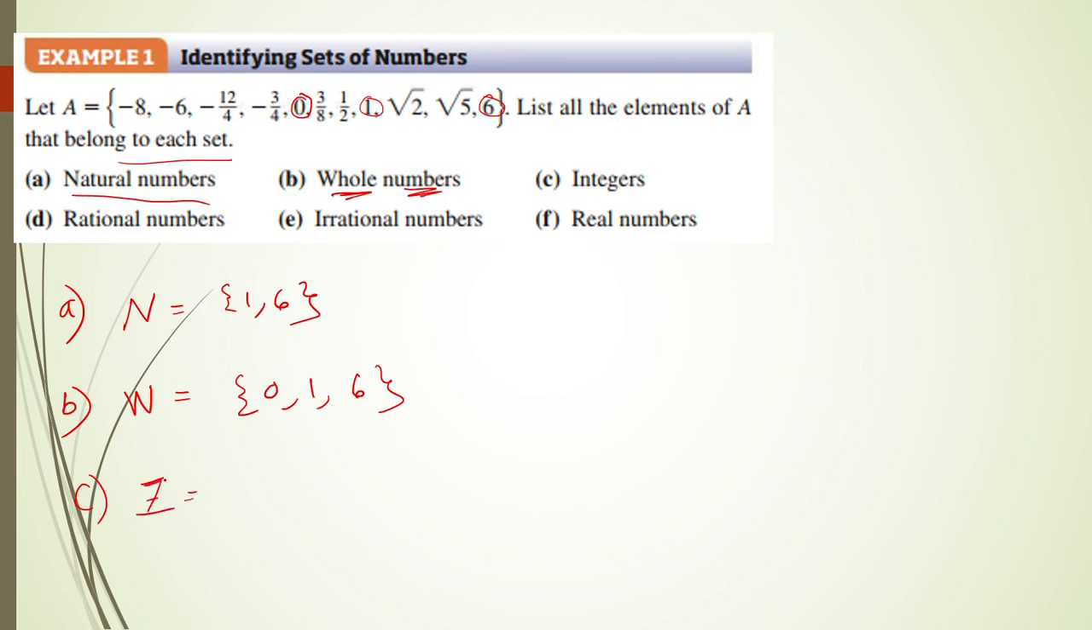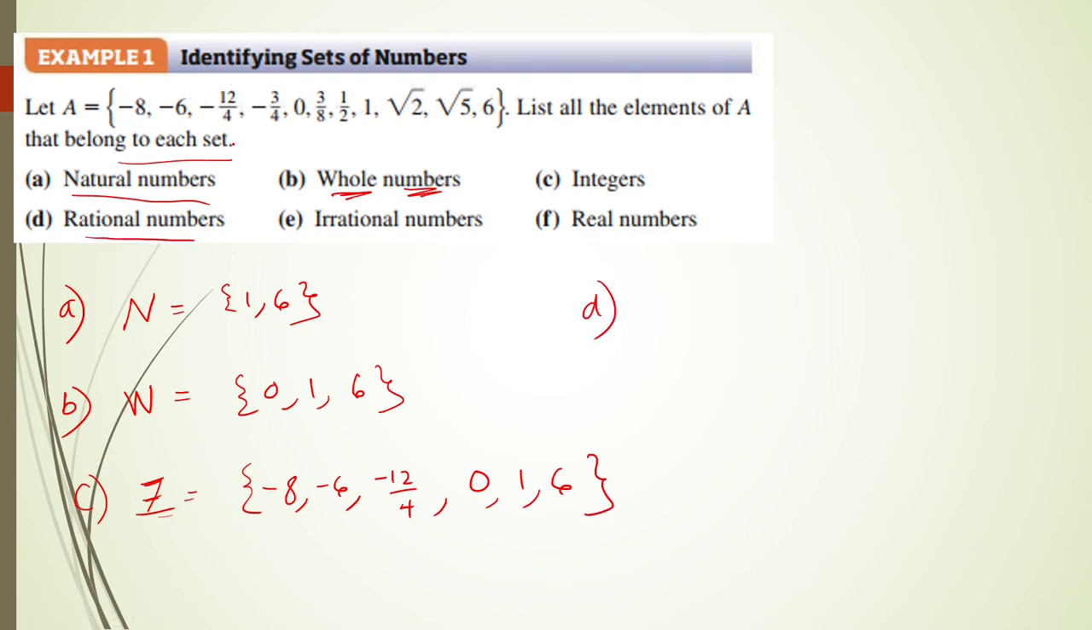Part C, we're looking for the integers. For integers, we use the symbol Z. And integers are whole numbers that also include negatives. So we have -8, -6, and -12 divided by 4 is also an integer because that reduces to -3. You have 0, 1, and 6 as well. So here is the list of integers. We have -8, -6, -12/4 because it reduces to -3, 0, 1, and 6. This is the list of integers.